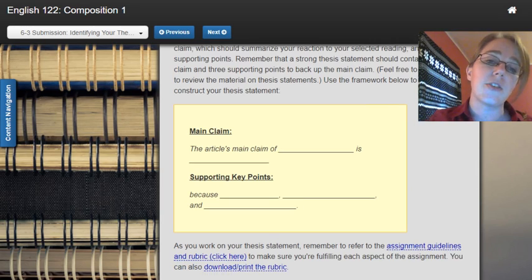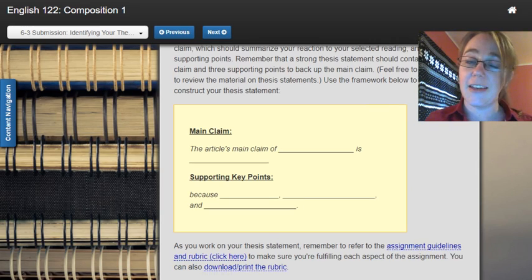So what exactly should our thesis statement look like? MindEdge gives us a really cool formula for it. We want to use the phrase, the article's main claim of blank is blank, and these are supporting key points because blank, blank, blank. Except we don't want to say blank. For example, I could say the article's main claim that factory work is more difficult than college life is effective because key point 1, key point 2, key point 3.